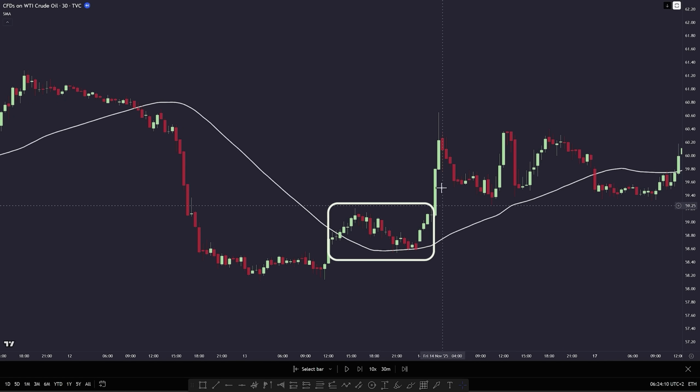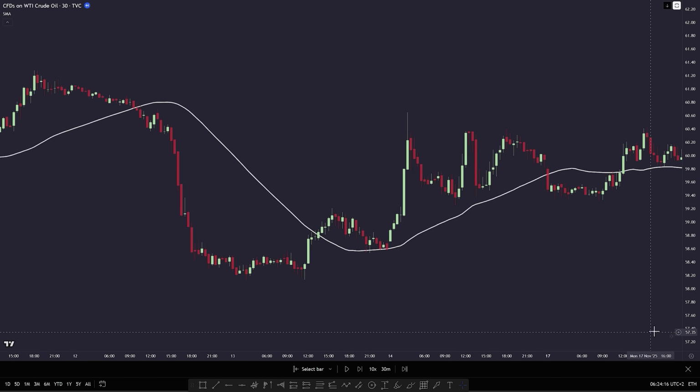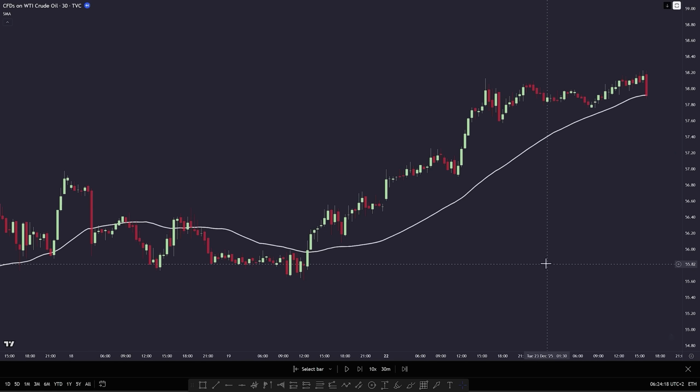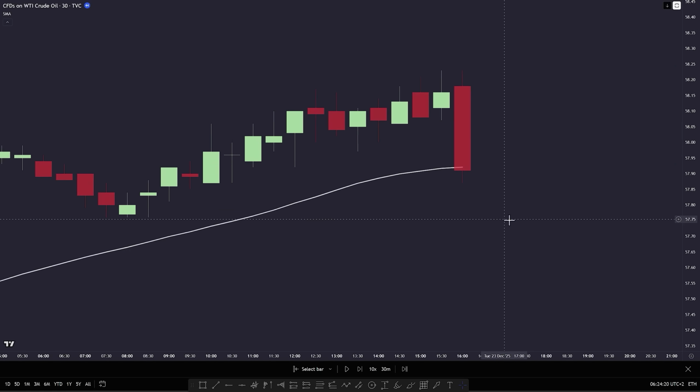Price breaks above, and you go long. It breaks below, you go short. You've seen it work in every textbook example. But here's what those textbooks don't show you.